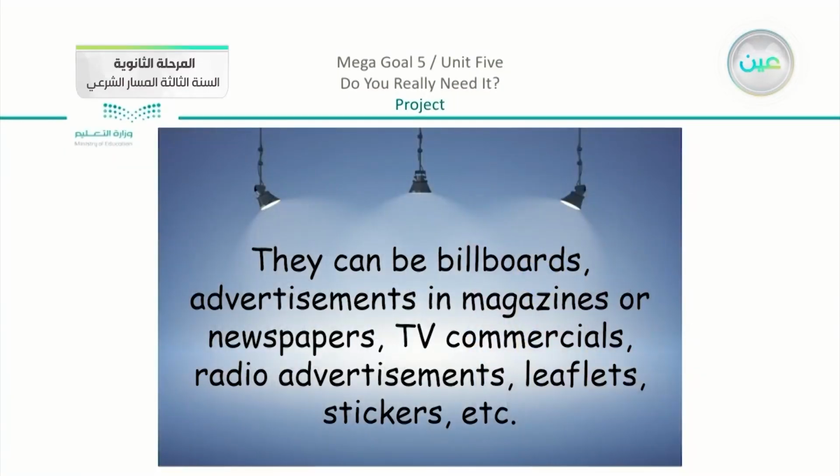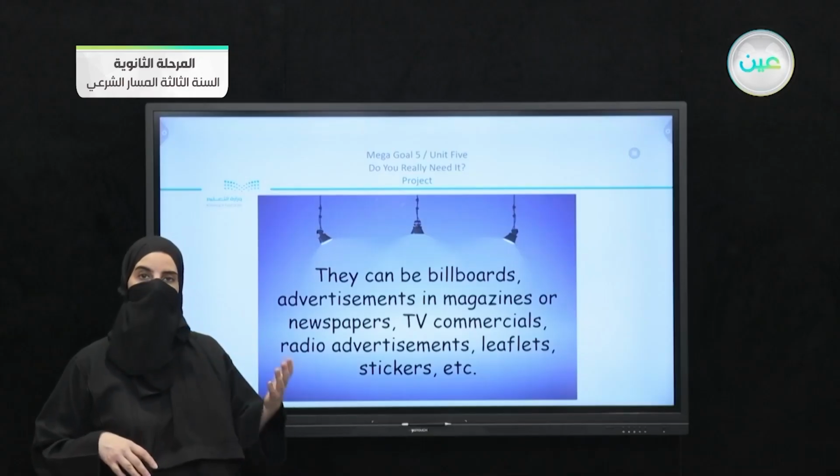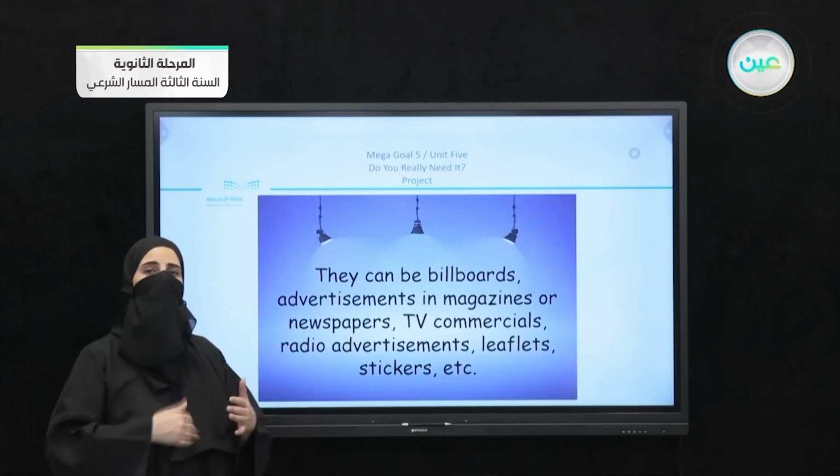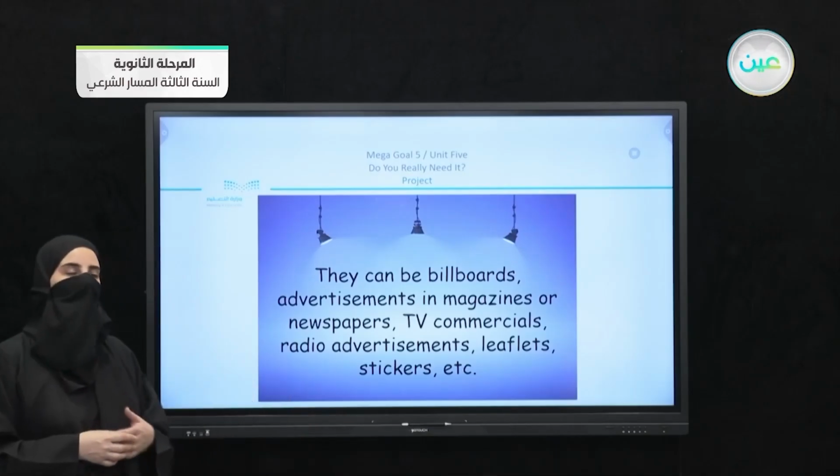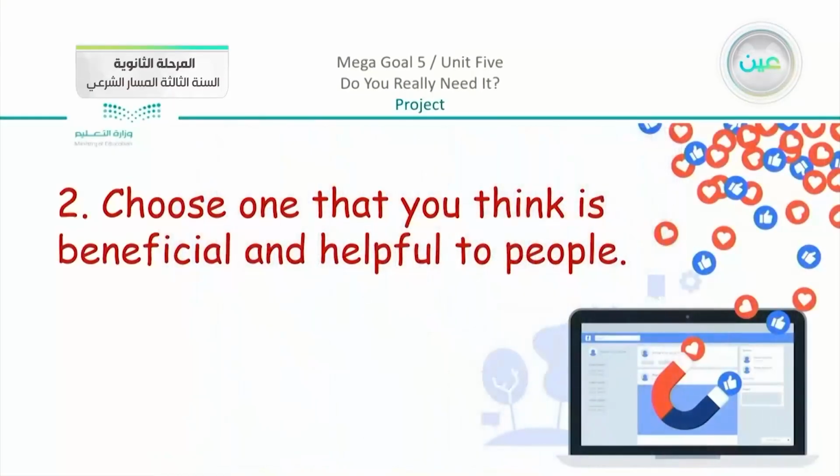They can be billboards, advertisements in magazines or newspapers, TV commercials, radio advertisements, and leaflets, stickers, and so on. So here, you have the complete freedom. You can think about different types of advertisements. They are not specific types. You can see them in different places. And once you have put in mind a type of advertisement here, you're going to change it to something else. So we have agreed that we're going to choose a product or an advertisement, and you may have seen this advertisement anywhere.